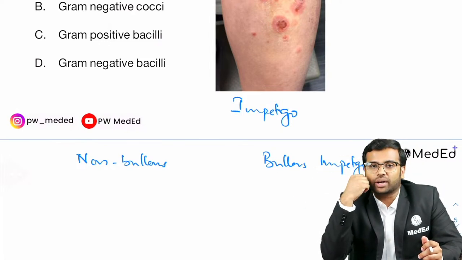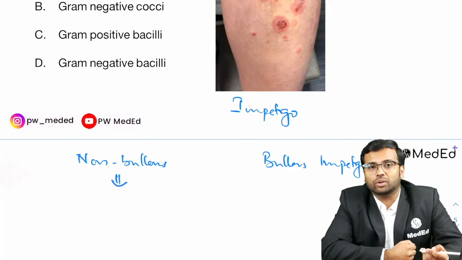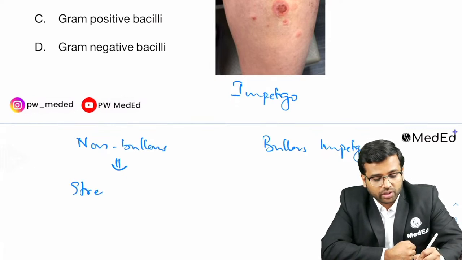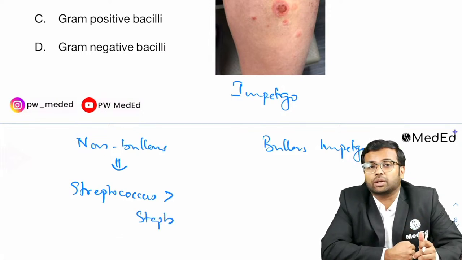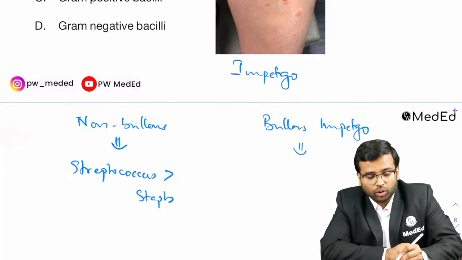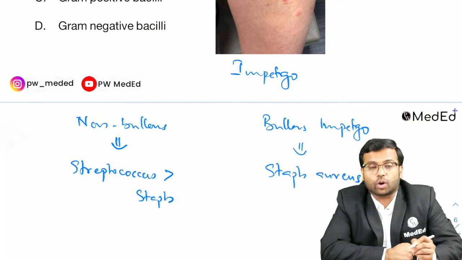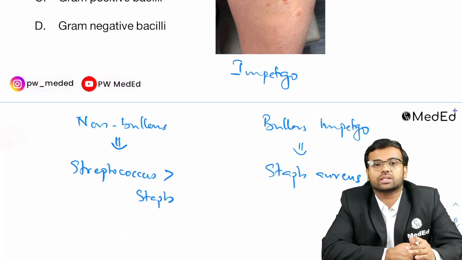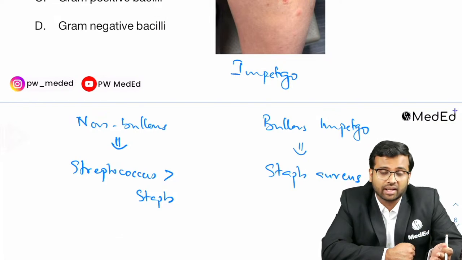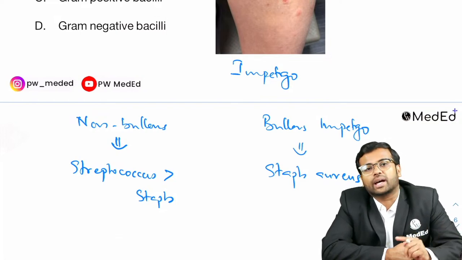What is the causative organism in each type of impetigo? When it comes to non-bullous impetigo, the most common one would be streptococcus more than staph aureus, isn't it? Whereas when it comes to bullous impetigo, what is the most common organism? Bullous impetigo is most commonly caused by staph aureus. So now we know that if the diagnosis is impetigo, a superficial bacterial infection of the skin, then there are two likely causative organisms. These are streptococcus or staphylococcus.